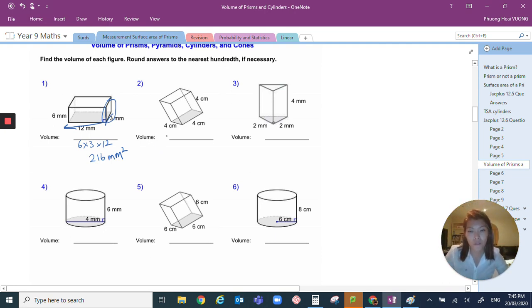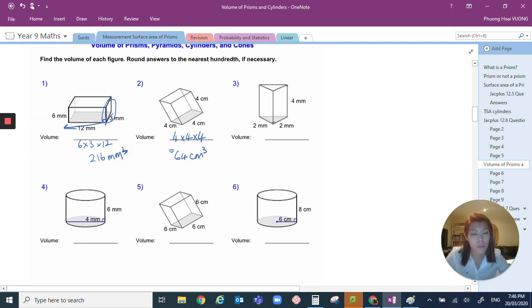You can pause here and have a go at these 6 shapes, and then I'll come back and finish it off. This one's really easy. It's got the same number, so 4 times 4 times 4, or 4 cubed, which is 64 centimeters cubed. Oops, I can see a mistake here. Cubed.